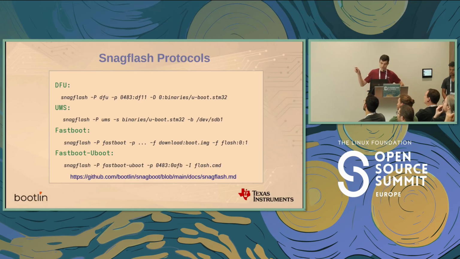We have this fourth, fastboot U-boot protocol. This is actually a base of standard fastboot with some added functionality on top. This basically leverages some extra features that U-boot fastboot support has, and this is important because it's actually used by Snag Factory in the backend to make the factory flashing process a bit more efficient.